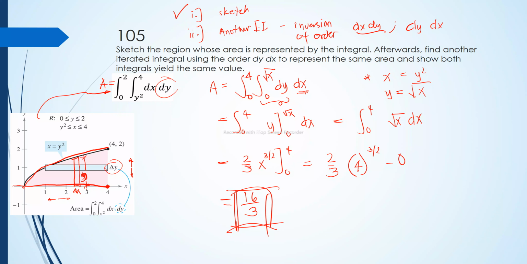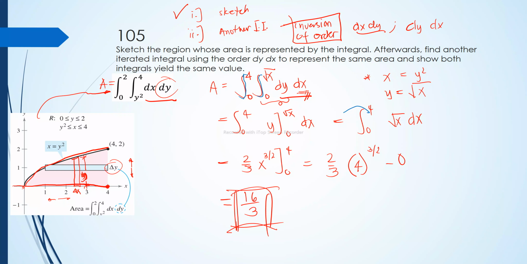So for this one, we have the sketching. When we sketch, we look at the lower and the upper limits. Here we already introduced the inversion of order. Instead of dx dy, it became dy dx. Therefore, we integrate with respect to y first, and afterwards with respect to x. We first put the two integral symbols, and then we find the lower and upper limits.